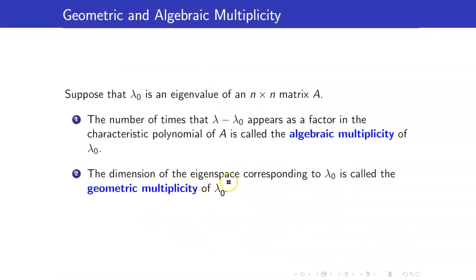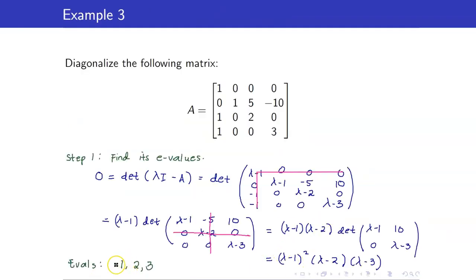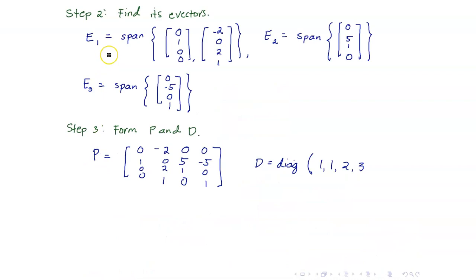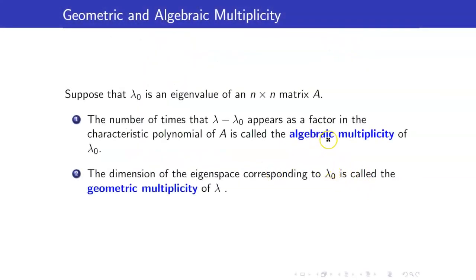The dimension of the eigenspace corresponding to lambda 0 is called the geometric multiplicity of lambda 0. So again, going back to this example over here, let us consider the geometric multiplicity of lambda equals 1. Take note that the dimension of the eigenspace corresponding to lambda equals 1 is equal to 2 as well. So therefore, in that particular example, the algebraic multiplicity of 1 is the same as its geometric multiplicity.